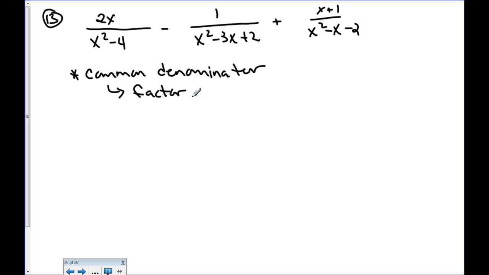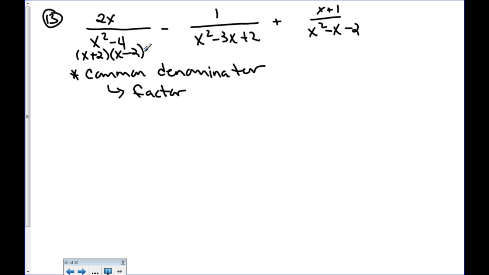Okay, so looking at the top here, we've got several polynomials in the denominator. We got a perfect square one, it's a difference of squares, and we've got two trinomials. So the first thing we're going to want to do is factor all three of those. Okay, so x squared minus 4 turns into what? X plus 2 and x minus 2.